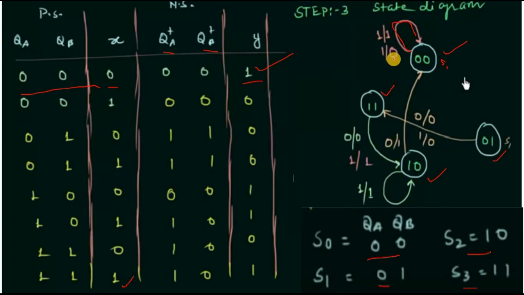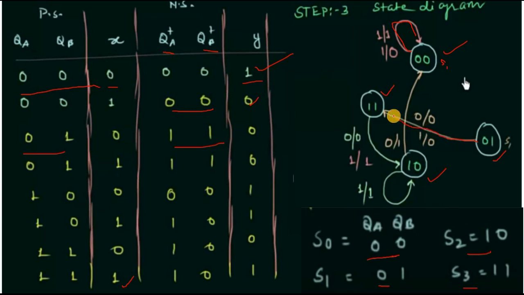And if you come to the second case, X is equal to 1, at 0 0 only, what would be the output? 0. And coming to the 0 1 state, where is the 0 1 state? There is the 0 1 state. From the 0 1 state, where do you have to go? To the 1 1 state. So the 1 1 state you need to draw like this. It goes to the 1 1 state.